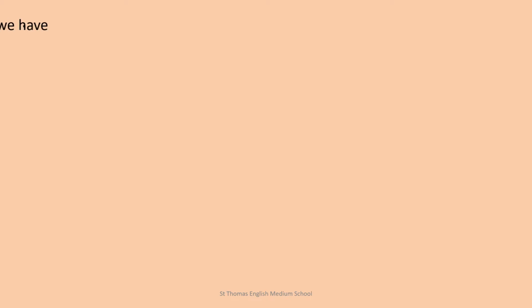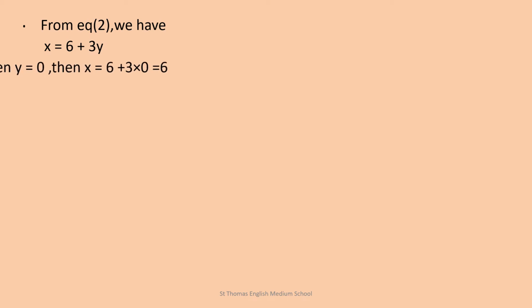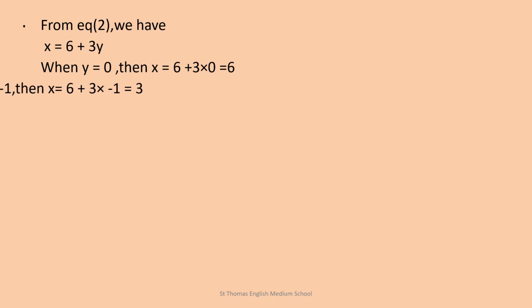Same way, from equation 2 we have x equal to 6 plus 3y. You have to substitute values of y and get the value of x. When y equal to 0, then x equal to 6 plus 3 multiplied by 0, that is 6. You can take any values for y and get the corresponding value of x.